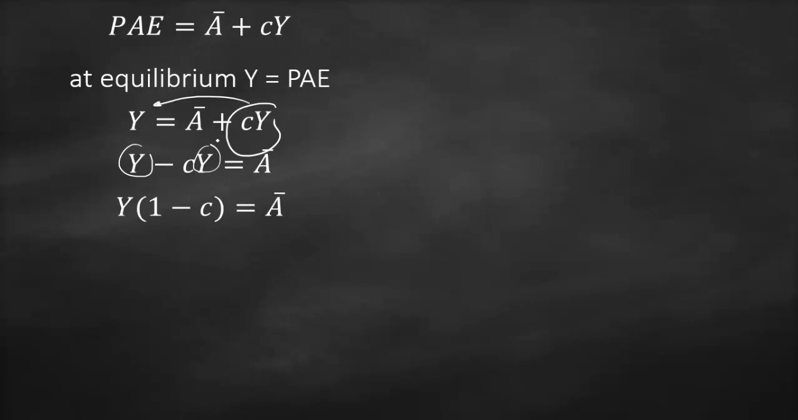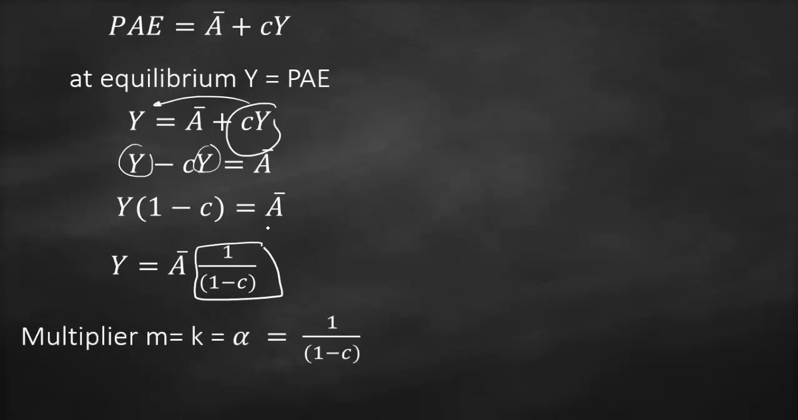Then I would like to divide both sides by 1 minus c because I would like to put y on one side, and all other variables on the other side. So y is equal to A bar multiplied by 1 over 1 minus c. So 1 over 1 minus c. This is called the multiplier. Some textbooks give it a symbol of m or k or alpha. So I know that the multiplier is 1 over 1 minus marginal propensity to consume.